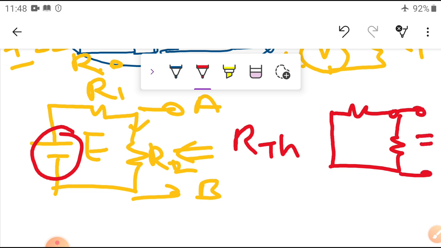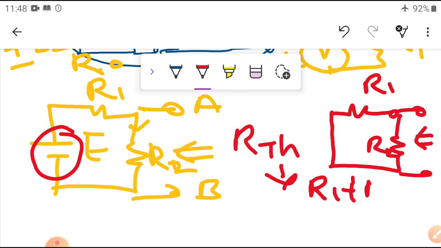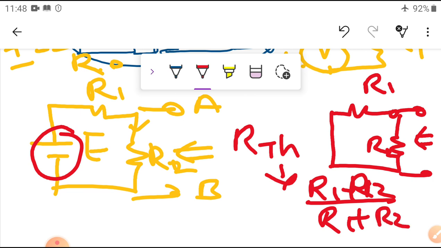You are seeing from this side: this is R1 and this is R2. R1 and R2 are connected in parallel. Simply R1 into R2 by R1 plus R2 is the R Thevenin. What is the equivalent value? R1 R2 by R1 plus R2, simple parallel connection. This is the R Thevenin.